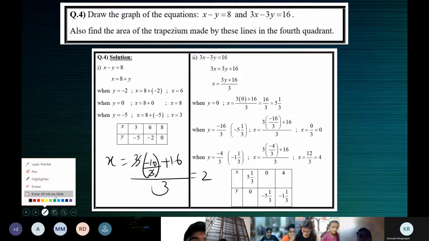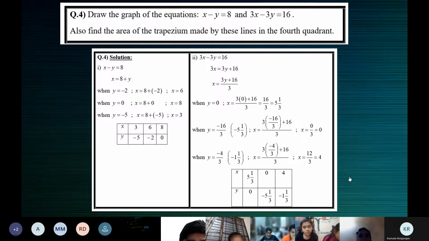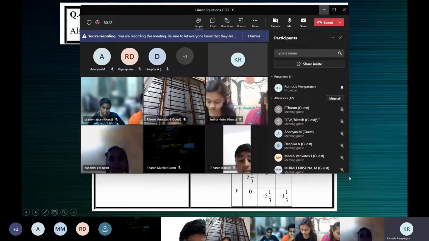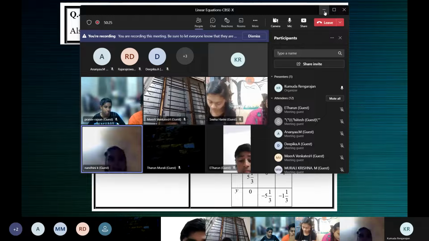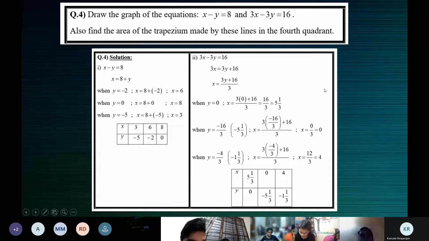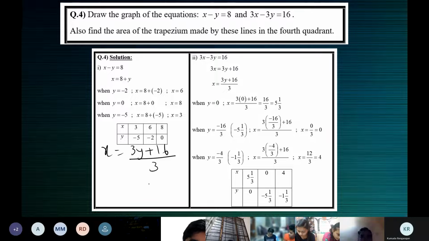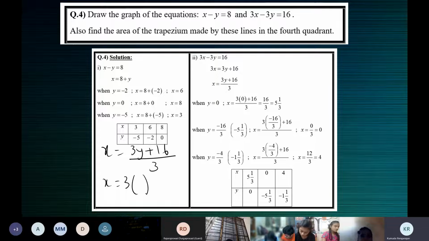Ma'am, I have a doubt, ma'am. Yeah, sure. Ma'am, how did we get minus 4 by 3, ma'am? You just leave that. Now you tell me, Nandini, x is equal to what do we have? x is equal to 3 by plus 16 by 3, right, Nandini? Yes, ma'am. Okay, so x is equal to 3 into, I don't know what value to give for y.